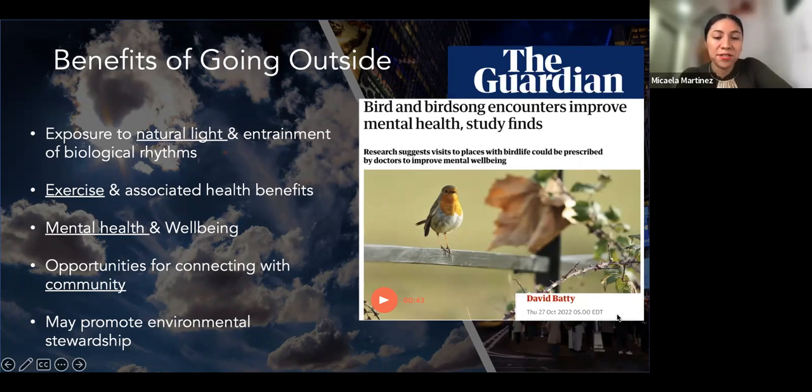And there are more and more studies showing that mental health and well-being is actually improved by going outside. And there was a study that just came out in the last couple of weeks, has been in the news quite a bit, looking at the benefits of bird song and hearing bird song improving mental health. So these opportunities for experiencing nature can improve our well-being. And of course, when we spend time outside, we have opportunities to connect with our community.